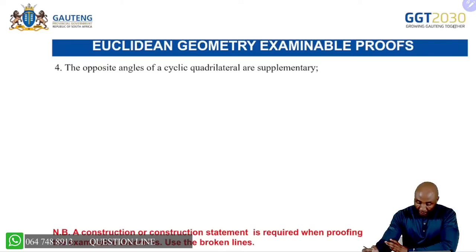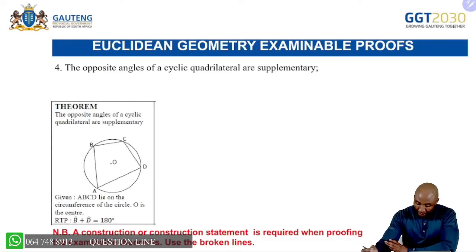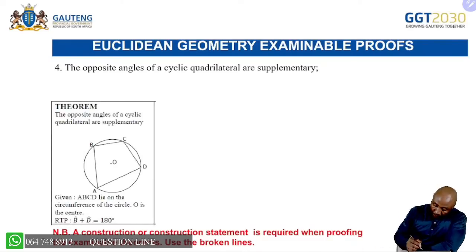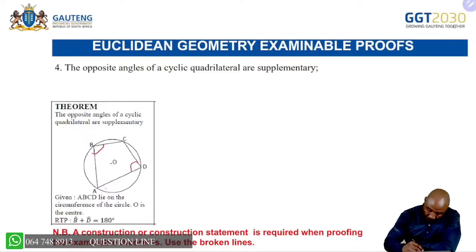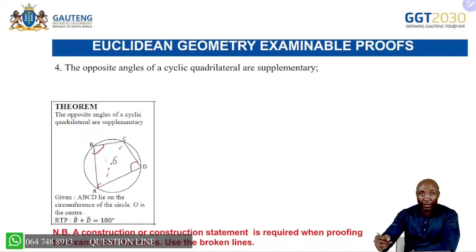Opposite angles of a cyclic quad are supplementary. You are able to see that theorem. Normally, you are supposed to prove that B plus D is equal to 180. The construction that you make there, don't make a construction from B or D. It must be the other sides. And don't make it a straight line, because it will give us problems there. Do your construction and use the steps that are required there.